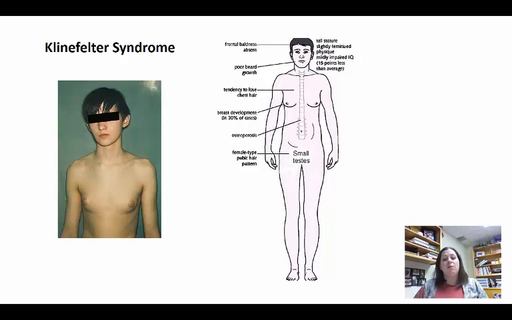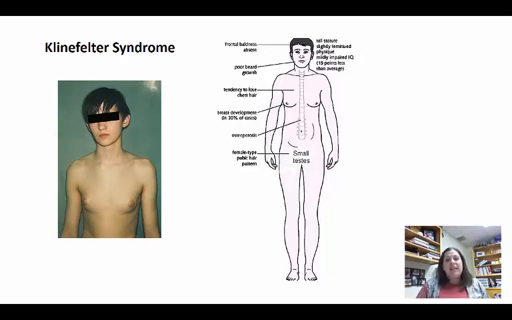Testes a lot of times will appear smaller, and this could cause some sexual dysfunction. Some other secondary sex characteristics that could be altered are their voice. Normally the extra testosterone is what deepens the voice of the male, so they may have a higher pitched voice, and they will potentially have hair growth distribution issues that are similar to more females than in males.